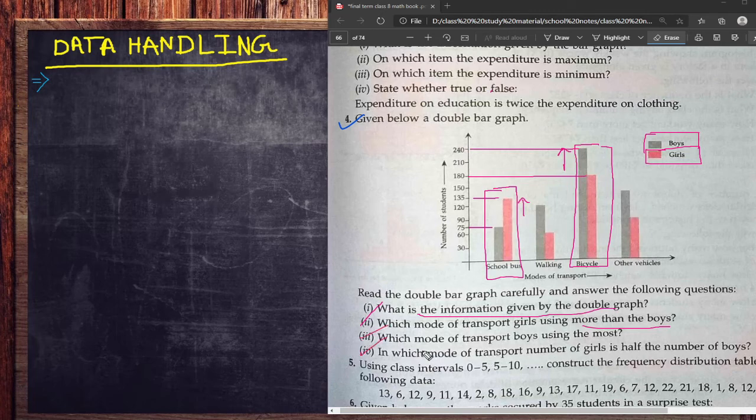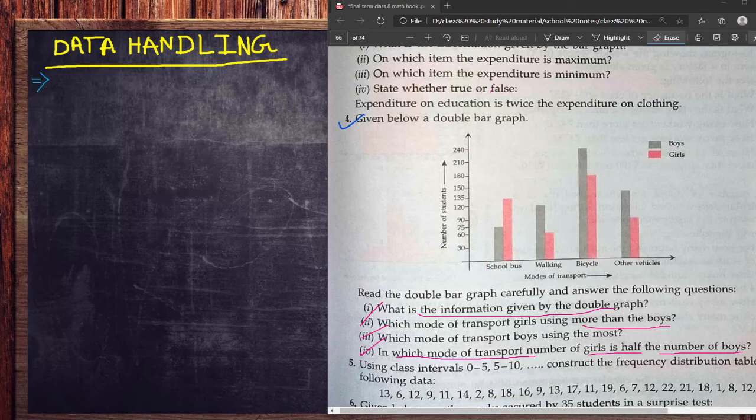Coming to the last question, in which mode of transport is the number of girls half of the number of boys? So we have to check it. First of all, let me erase all that. In this case, let me check once. This is approximately 60 and this is approximately 120. So we got the perfect bar graph over here. That is, by walking, the girls are coming 120 where the boys are coming 60. So completely half. The boys' value is completely half of the girls'.